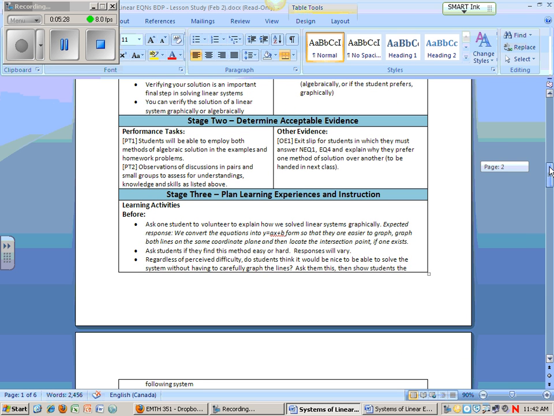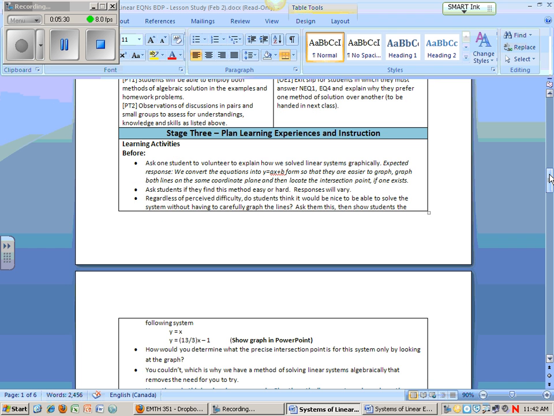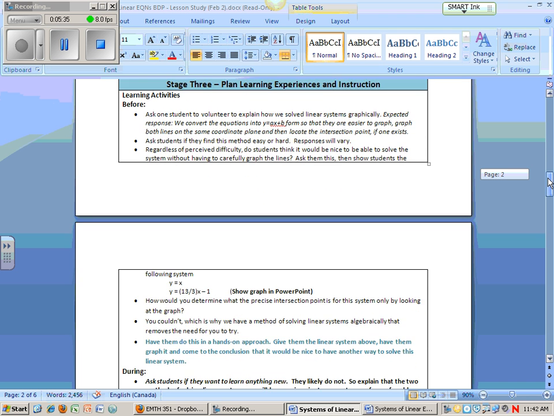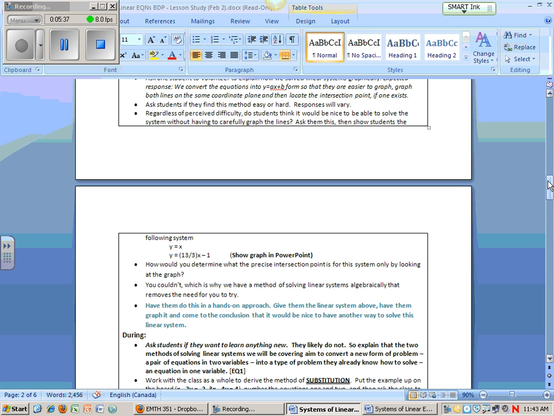And then we didn't change much after that until we get to the actual before, during, after stuff. We kept that pretty much the same except for down here, where we had them do a more hands-on approach instead of just looking at it. We gave them the linear system above, and then we'd have them graph it and come to the conclusion that it would be nice to have another way to solve this system. So they're doing it on their own. It's not just us saying, here you go, look at it. That's pretty much my part.